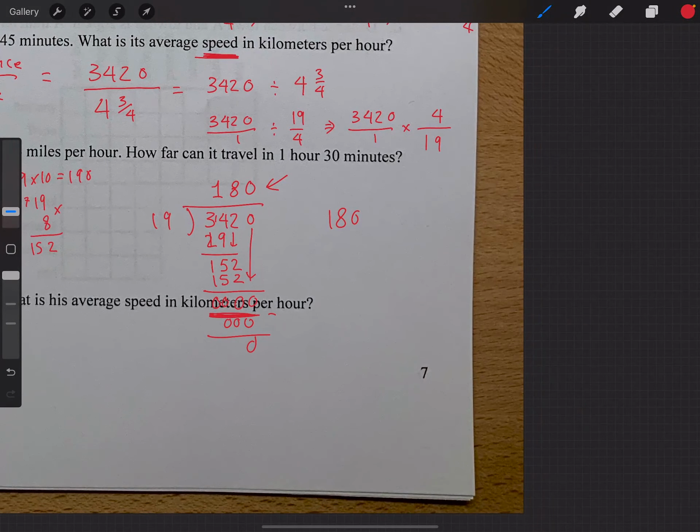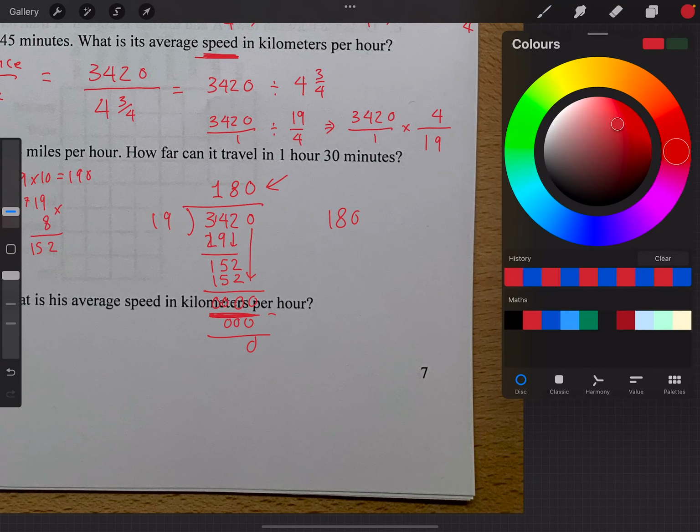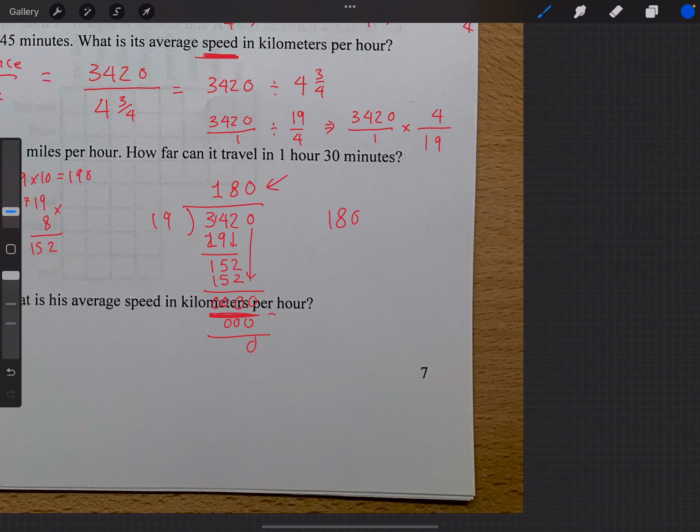So all we did was this. We just divide top and bottom by 19. This will be 1, and this will be 180. So now you've got to do 4 times 180. Okay. Wow, very long question here. So what you get here is 180 over 1 times 4 over 1. So now we're going to do 4 times 180.